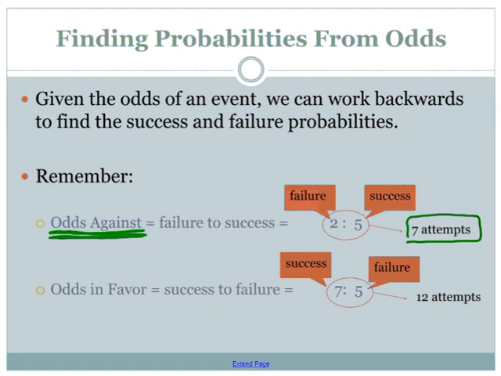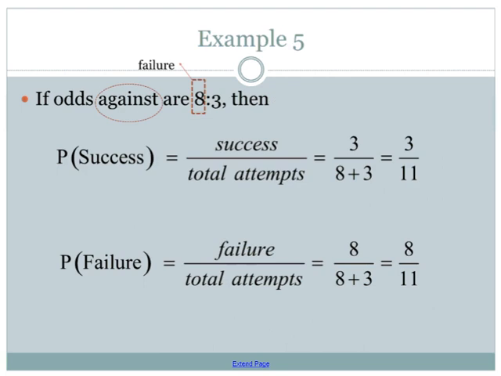If we were doing the odds in favor, remember, odds in favor would be successes first, then failures second. This is a different example. Let's just say that we have some event where we have 7 successes and 5 failures. Then that means there will be a total of 12 attempts. And we know that probability deals with the number that you want divided by the total amount.